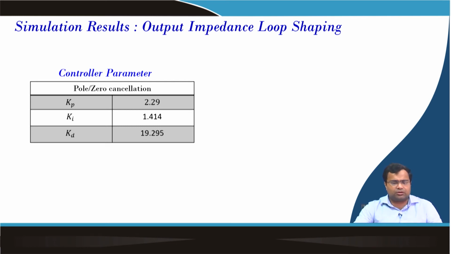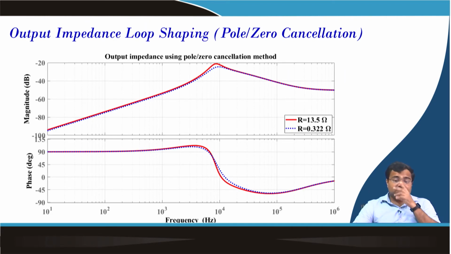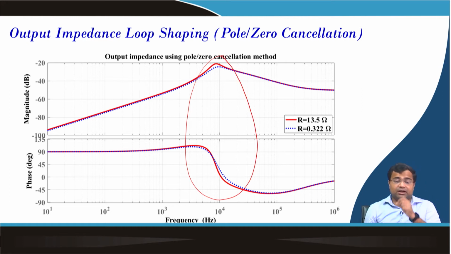If we go for pole-zero cancellation, and the simulation parameters are 3.3 volt input and 1 volt output, and our desired bandwidth is fsw/10, then this is the pole-zero cancellation. You can see this particular part is sensitive to load transient overshoot and undershoot. If you vary the load resistance, there will be a slight variation, because it depends on the input voltage and other factors. So, this is the output impedance by taking 1/10 of the switching frequency with stable pole-zero cancellation.